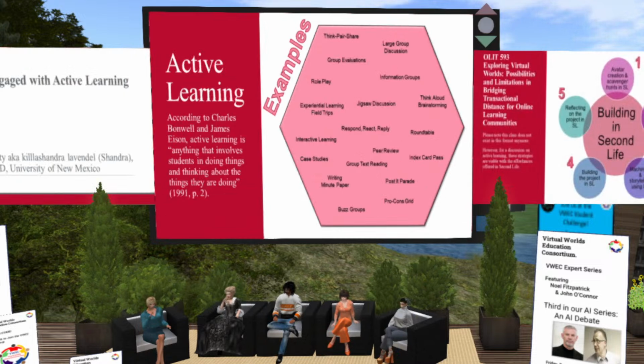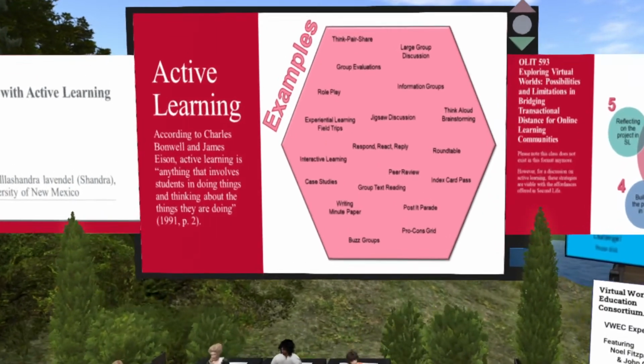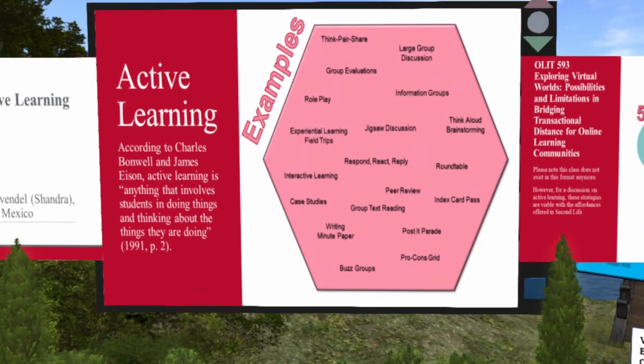So I'm going to share the seminal definition of active learning as a reference point. Charles Bonwell and James Eison said, active learning is anything that involves students in doing things and thinking about the things they are doing. Since 1991, there's a lot of active learning going on in classrooms, and the definition looks deceptively easy to accomplish.